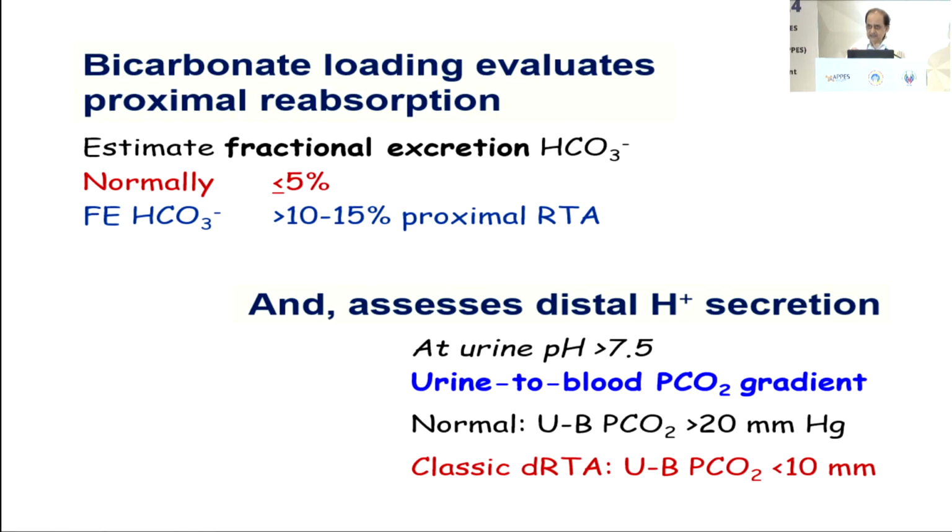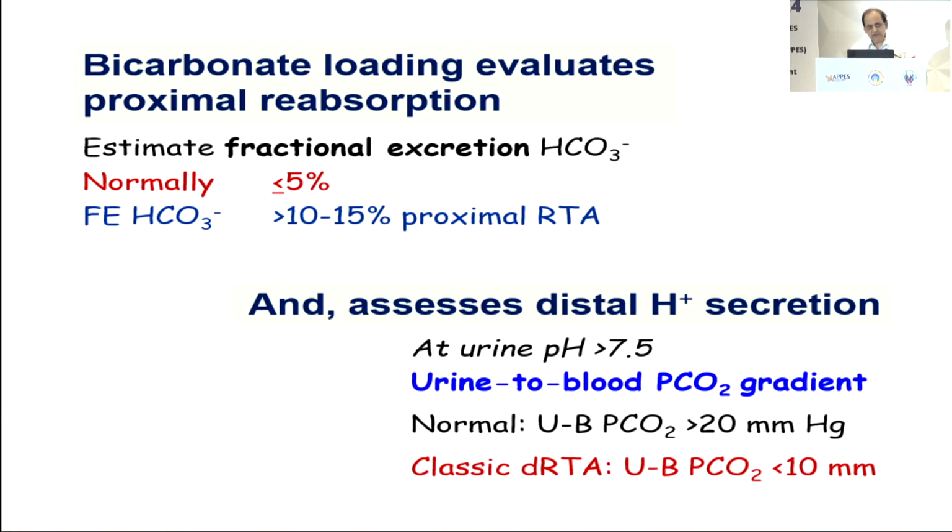The second thing this test does is that when you are in a bicarb loaded state, you look at the U to B CO2 difference. And remember, I told you in the first or second slide that the distal hydrogen ion secretion is estimated by the urinary CO2. So if you've got distal RTA, the urinary CO2 would be low, and the difference would be below 20 or below 10 or at times even negative, compared to, say, a normal person where the difference in a bicarb loaded state would be high.